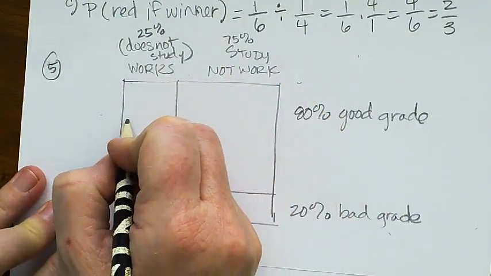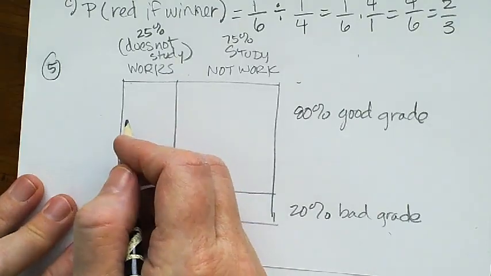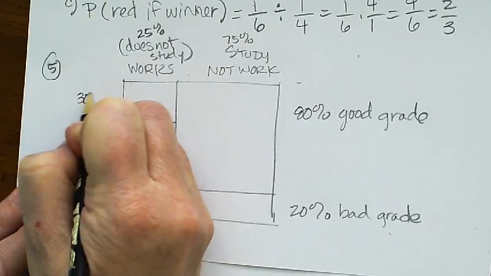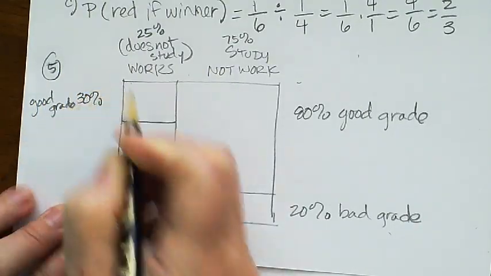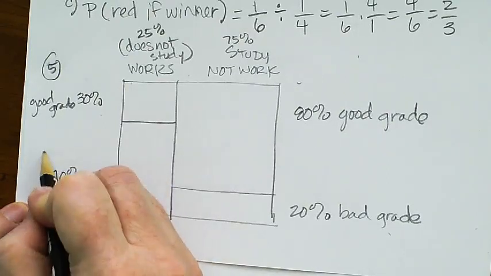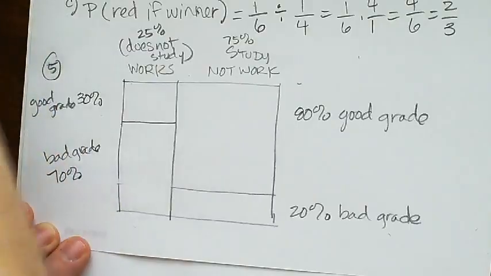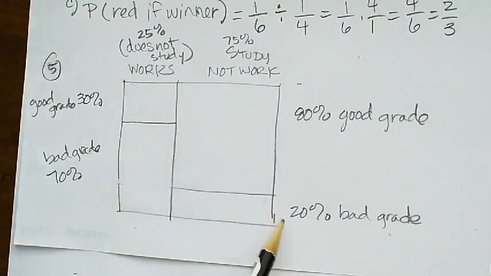If she does not study, she has a 30% chance of getting a good grade. So I'm going to make this look like 30%, which means there's a 70% chance that she will get a bad grade. Okay, so now we could multiply all these probabilities, but I have a feeling we don't need to.